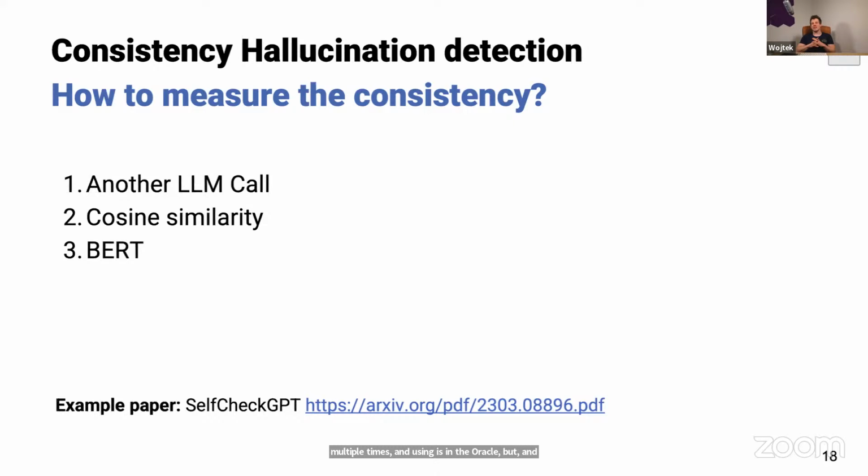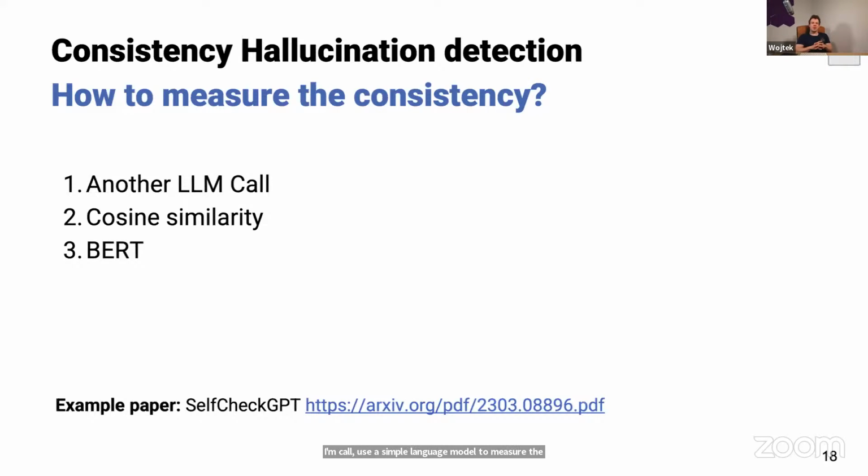Another option is to use simple cosine similarity. We embed all 3 answers and we measure the cosine similarity on sentence level between them. Very standard practice, and it works quite well. The last one is using BERT. So instead of having an LLM call, we can use a simpler language model to measure the similarity.